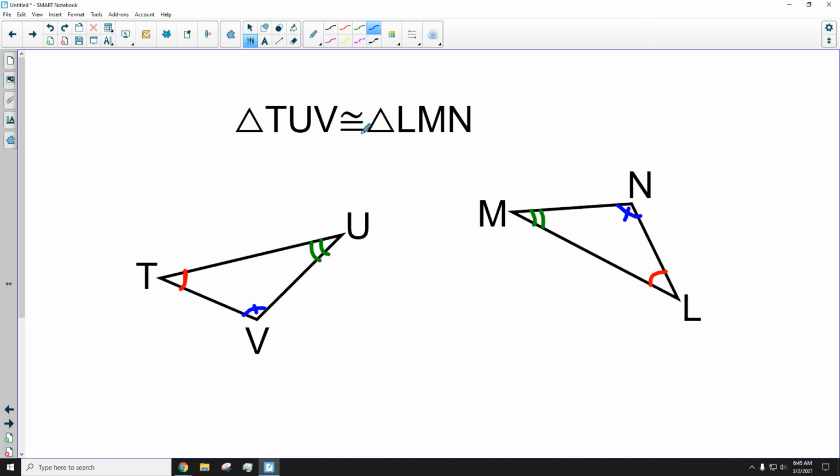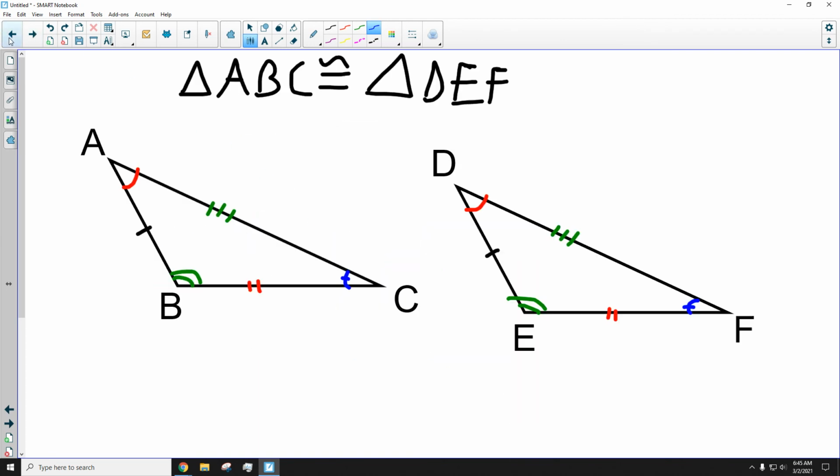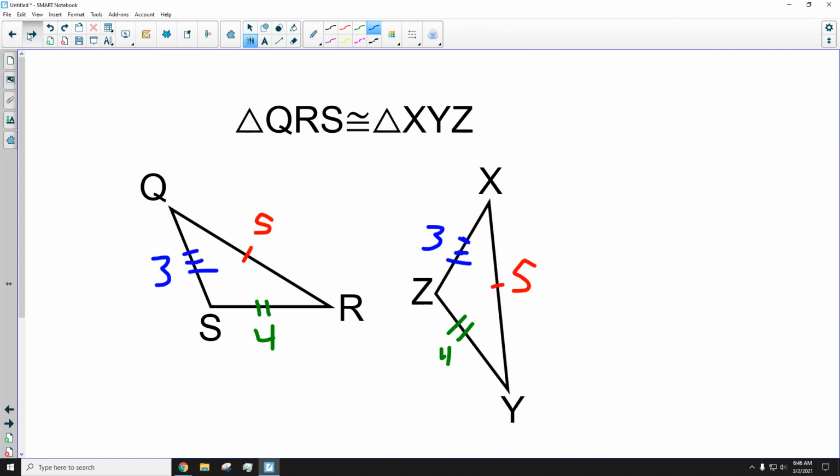So to be honest, it's probably easier to go from the congruency statement to the shape and fill things out. But you also need to be able to go from the shapes with everything filled out to the congruency statement. All right. If you have any questions, just holler at me.